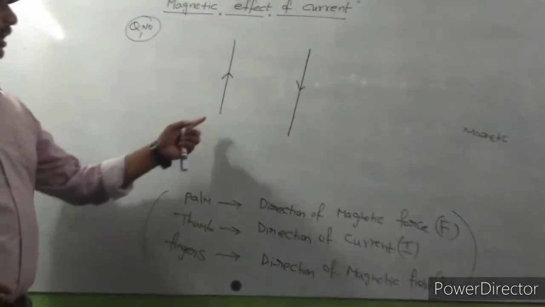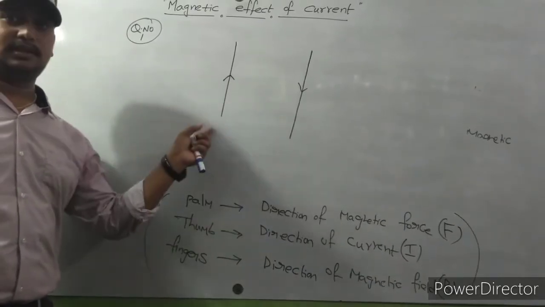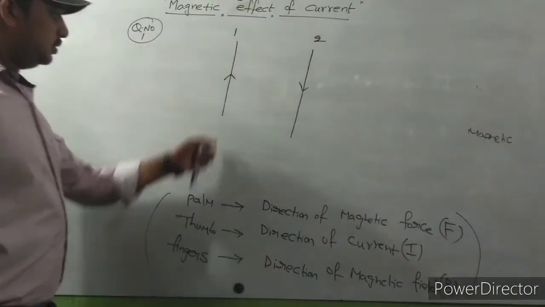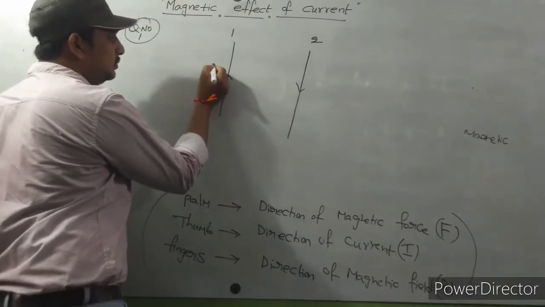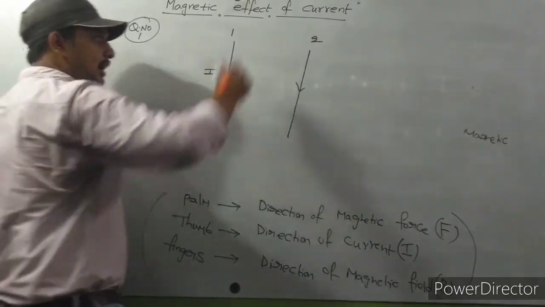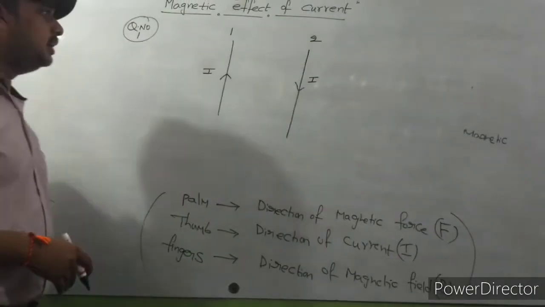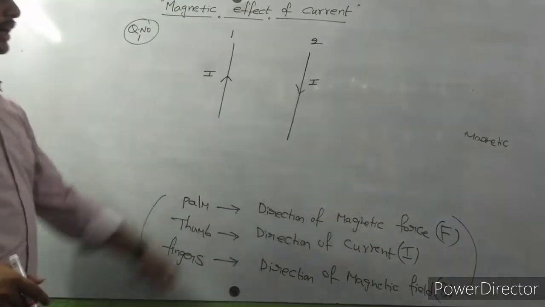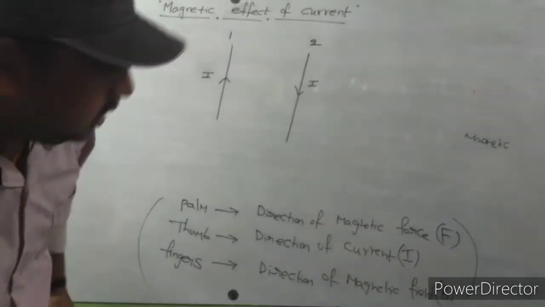Observe carefully. Let us consider two straight wires, wire 1 and wire 2. Current I is passing upward in wire 1. Current is passing downward in wire 2. So these are the two straight wires. Now observe carefully here.